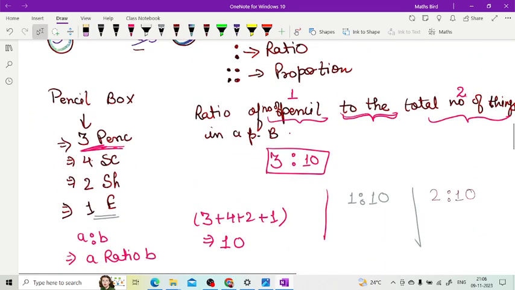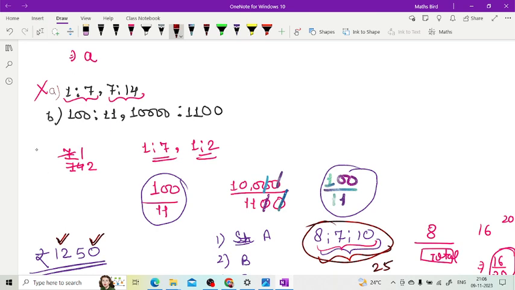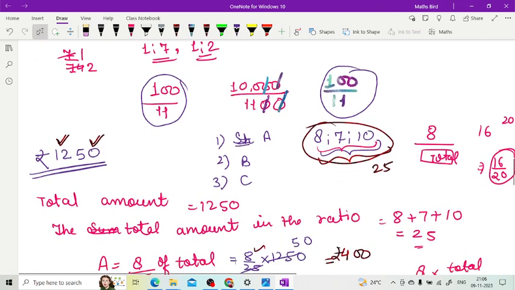Now the third type of question was how you will write two terms in the ratio form. So I took the example. Suppose I have 3 pencils, 4 scales, 2 sharpeners and 1 eraser. Now I am asking, find out the ratio of the number of pencils to the total number of things. Number of pencils is 3. Total number of things, we will add all these things, that is 10. So 3 ratio 10, right? Now the second thing was the example of whether the ratios are equivalent or not, that we have discussed earlier.